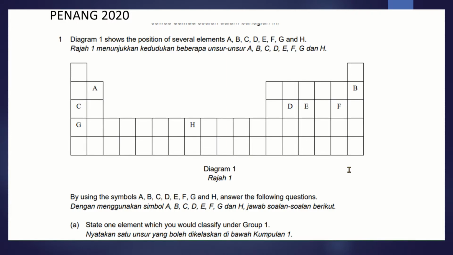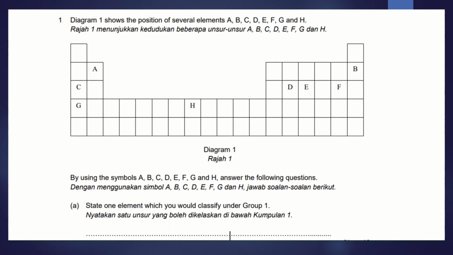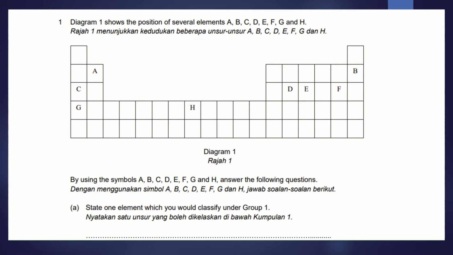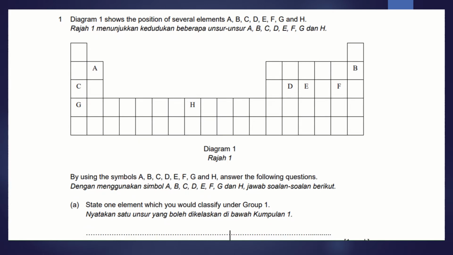Okay, today I would like to share with you discussions from the topic periodic table, based on Trial Penang 2020 and also from Modul Perkembangan Pembelajaran 3 2020. So we look at Penang first. Diagram 1 shows the position of several elements A, B, C, D, E, F, G and H. By using symbols, answer the following questions.